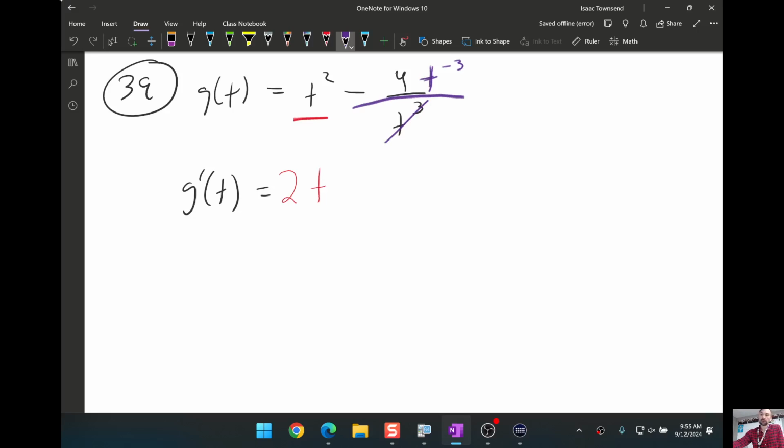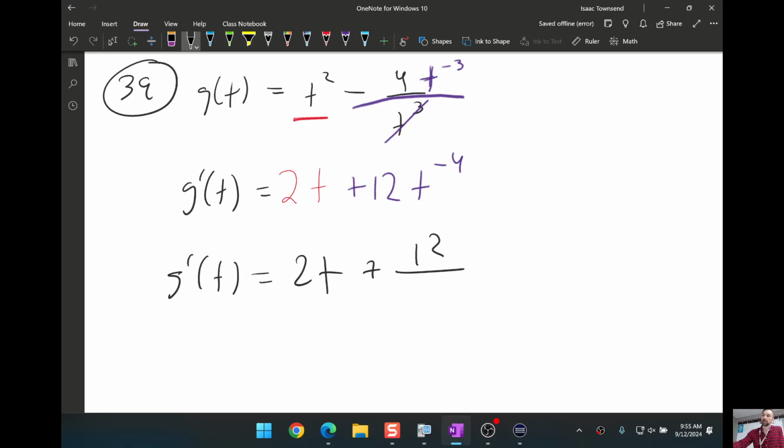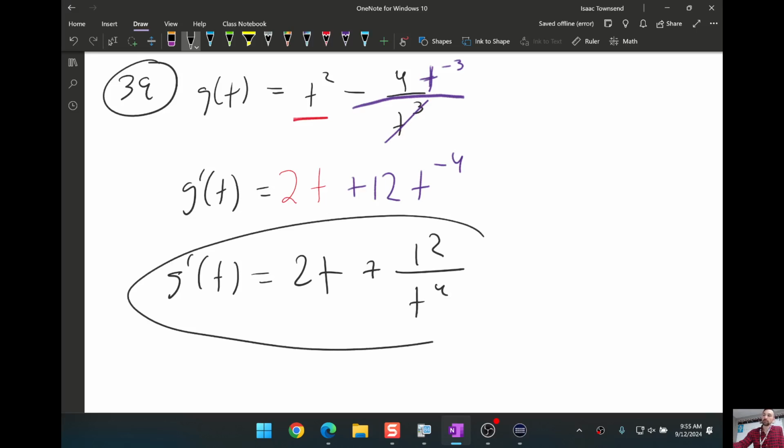Now you can bring the power down, lower the power by 1, and your answer is certainly not going to look like the back of the textbook, because you shouldn't leave negative exponents. Move the t to the negative 4th back to the denominator and make it t to the positive 4th. That's what they should have done.